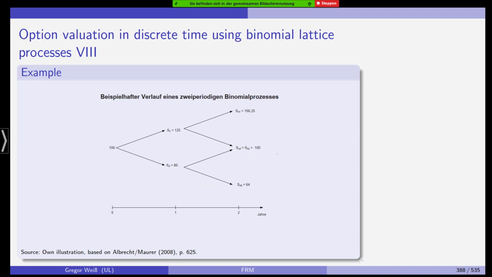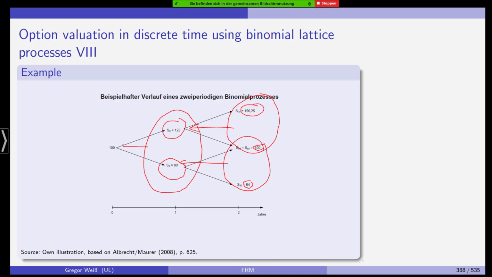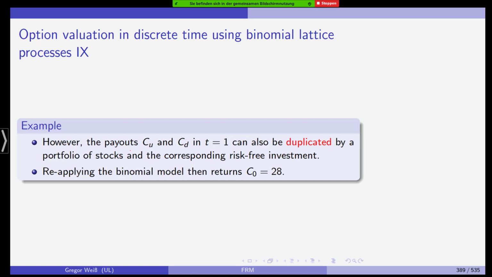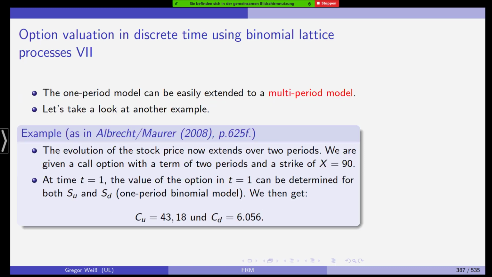So this is the two-period binomial process. It can go up, it can go down again, and we would get the 100, and we get the 64 here, and the 156.25. And what we now do is we calculate the put or call here. We calculate the value of the derivative here, and we do it recursively, and we do it again to calculate the current price. So the payouts CU and CD, they can again be duplicated, and we simply reapply the binomial model recursively, and it gives us a call price for 28. This is the call, right? A call option, yes, C0.